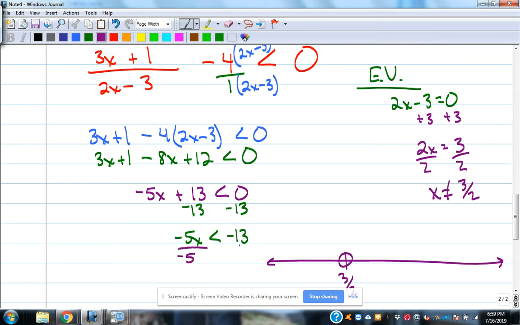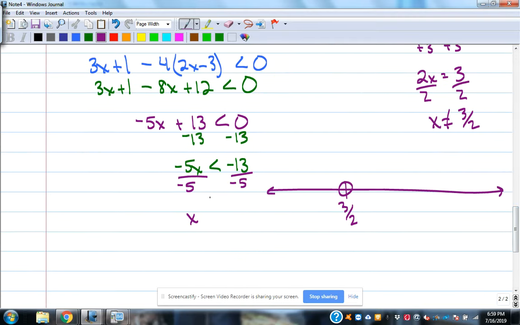Divide by negative 5. I divided by a negative again, so that's going to make me flip the symbol. Get x is greater than 13 over 5. So 13 over 5 would be to the right of 3 over 2. And it's greater than, so I know it's an open circle.